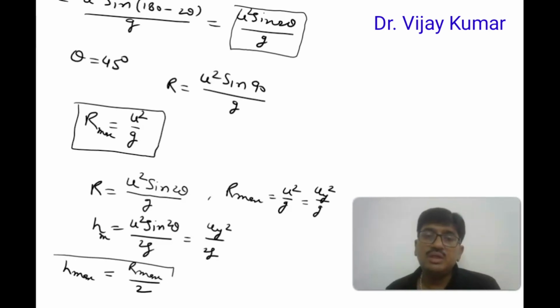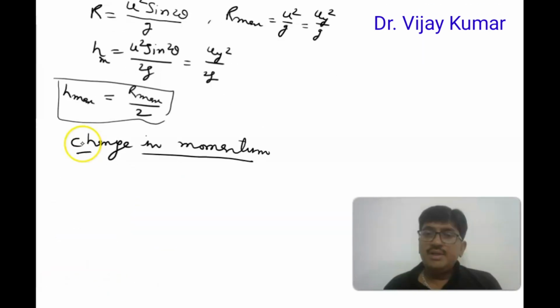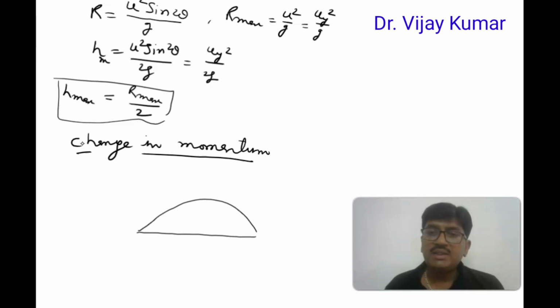This is the relation between height maximum and range maximum. So this is the maximum height. Now we will determine the change in momentum. Suppose this is a projectile path and the particle is starting to move from this point A, with initial velocity ui, at this angle theta.